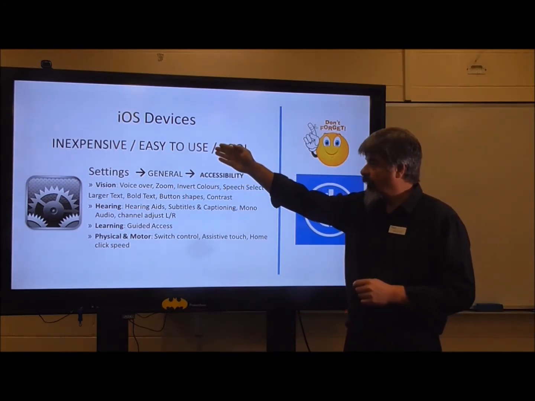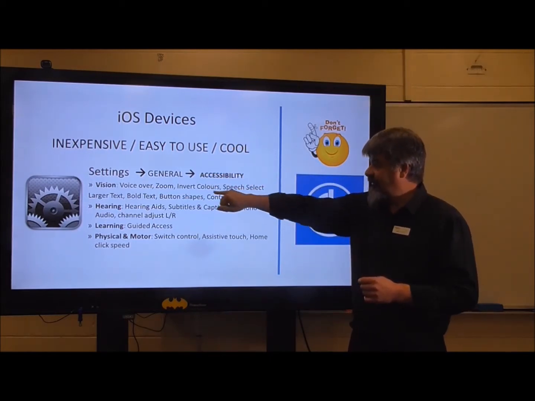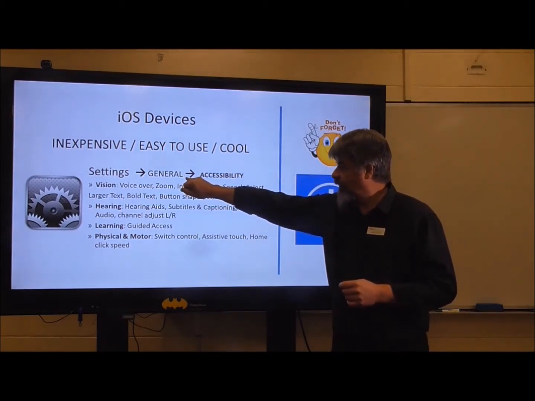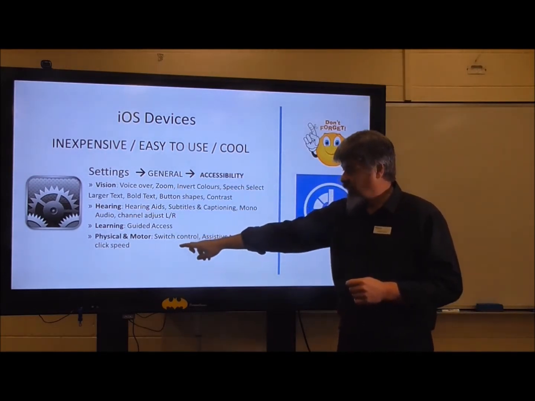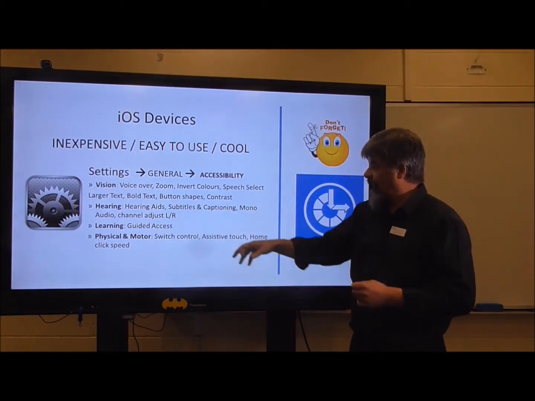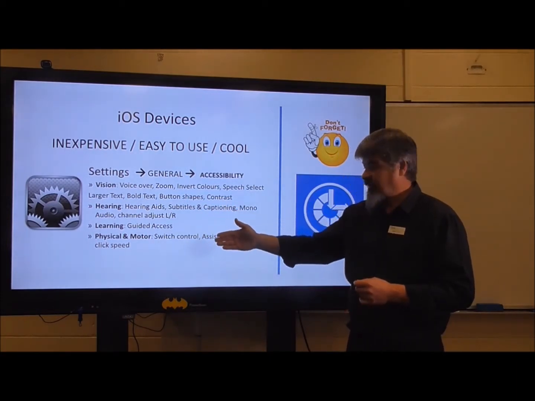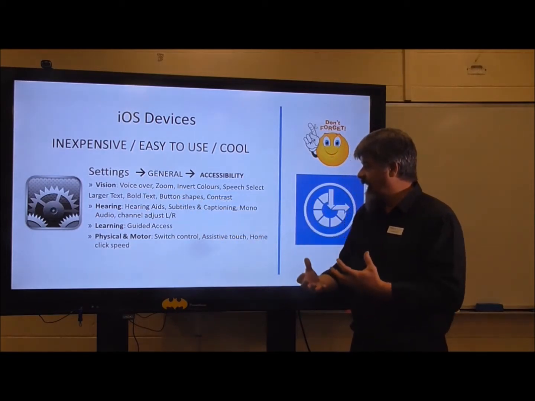I'm using the iOS device here, so the Apple products, as an example. In your settings, you have a thing called General, and then you go to an accessibility menu, and you can change a whole bunch of features that drive that product to make it more accessible for the individual, depending on what their issue is. For example, if they have some vision issues, you can have big, large text.